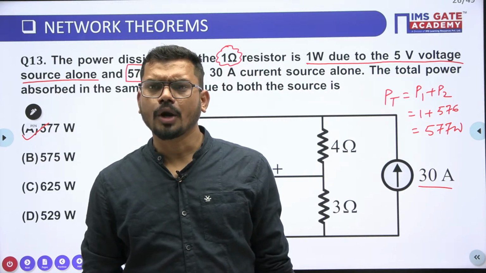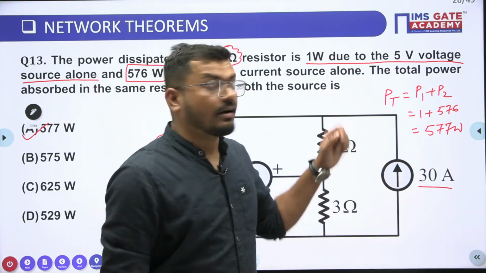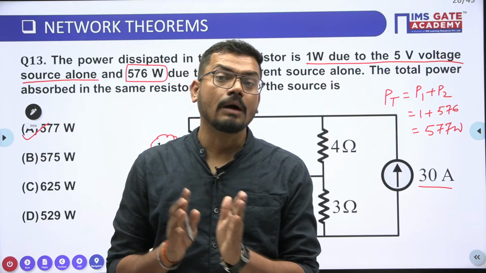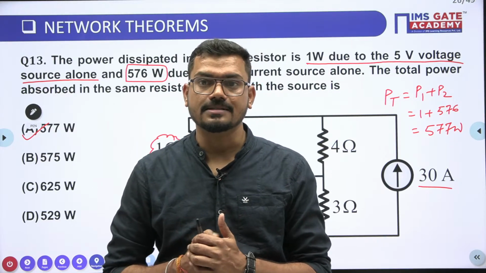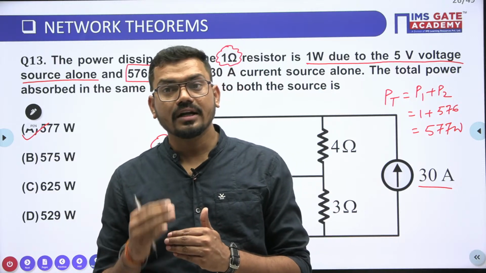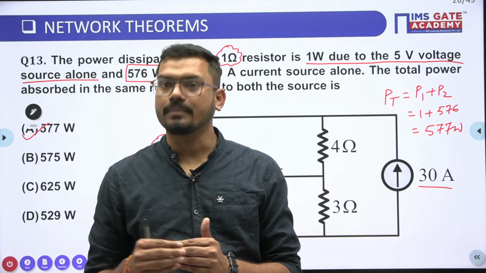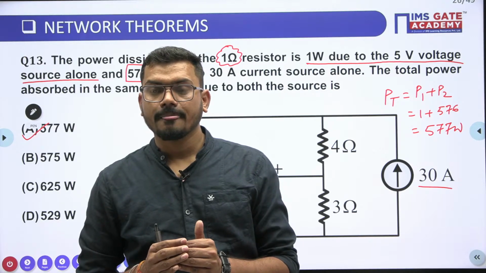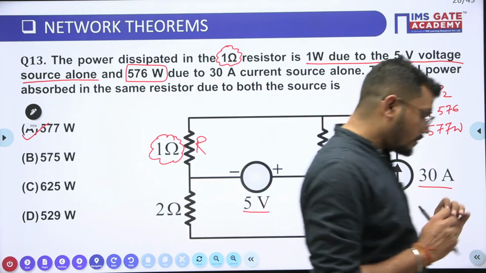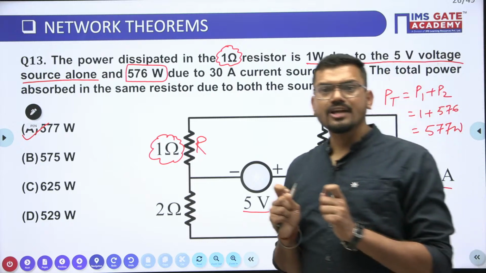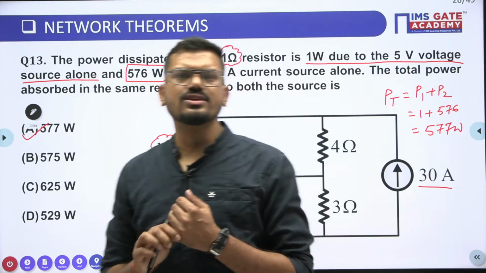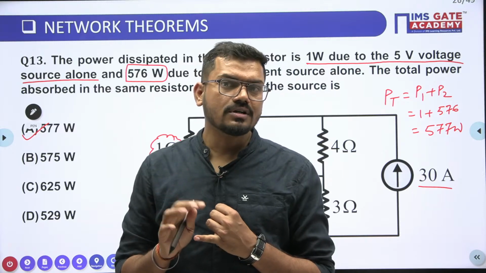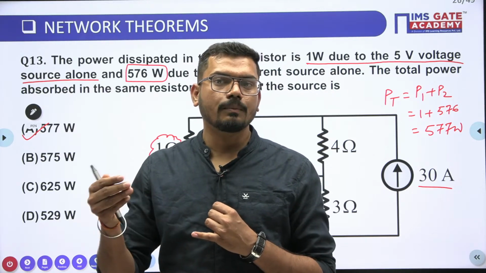Rated power cannot be added simultaneously. Yeah, but why? Just tell me, what are the conditions for applying the superposition theorem, guys? Respond please. So just see here what we are saying. For applying the superposition theorem, what is the first condition? Just tell me the first condition only.